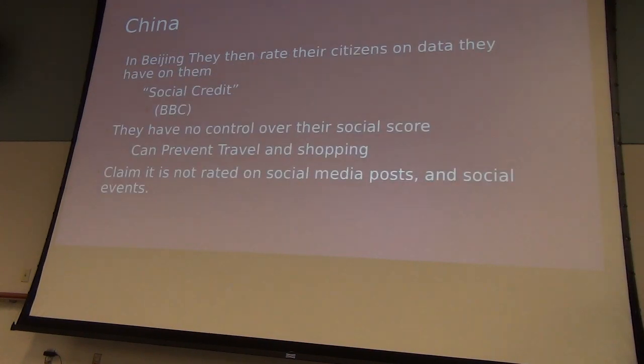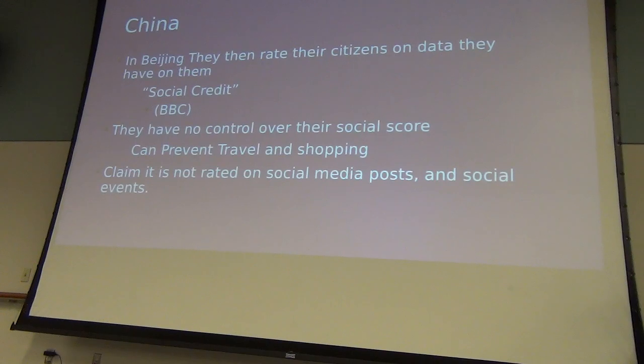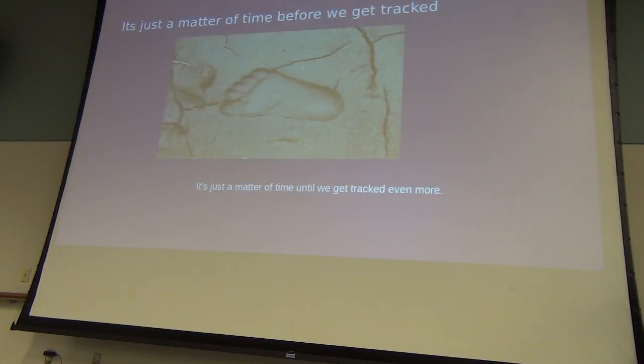A real example is Beijing. They rate their citizens. They call them social credits. There's an article on BBC that talks about that. And these people have no control over their scores. There's nothing they can do to change it. They are just pegged like that. It affects where they can travel, who they can talk to. It affects every part of their life. The scary thing is, it's just a matter of time till we all start getting tracked like this. I mean, you see it a little bit here and there, but how far is it going to go? I guess it really depends on how far we allow it to go.